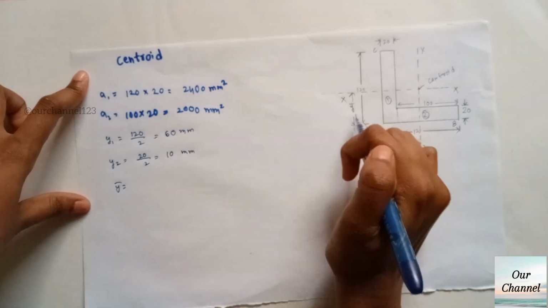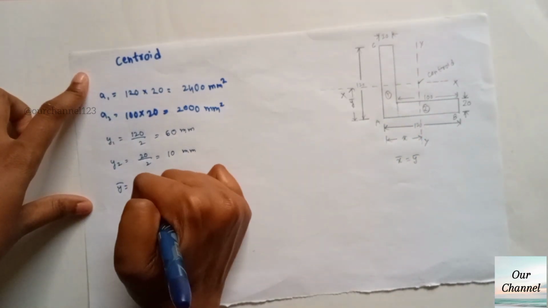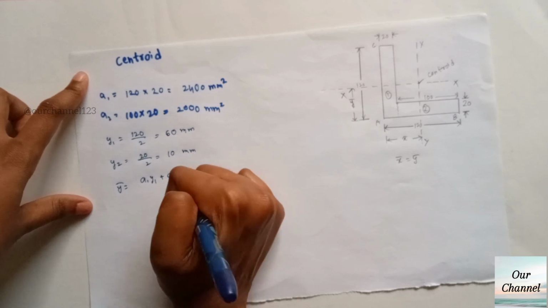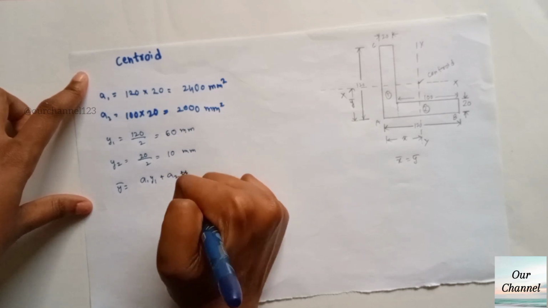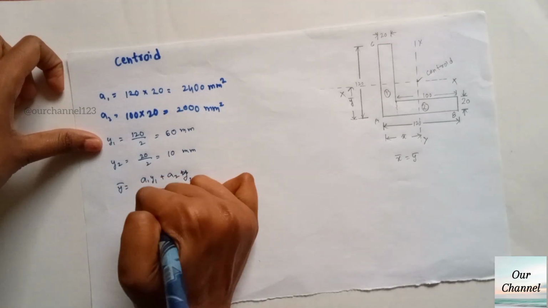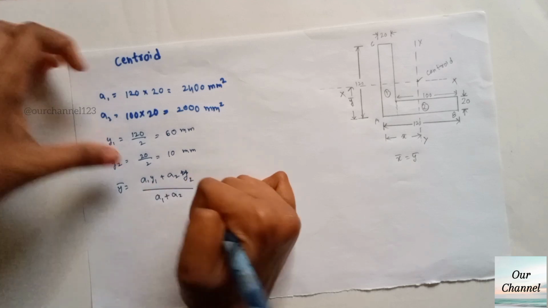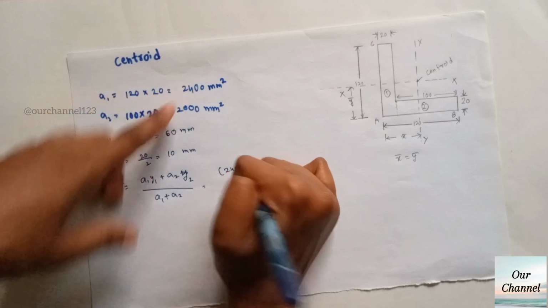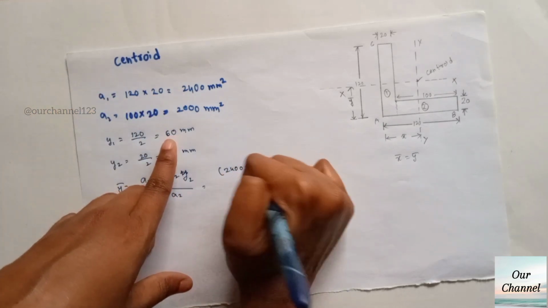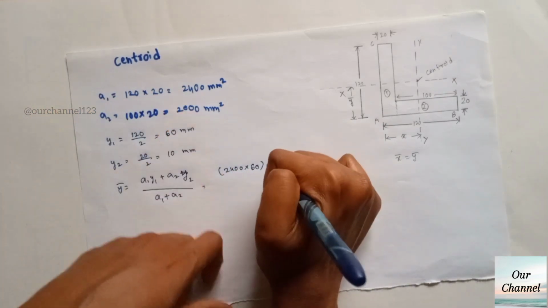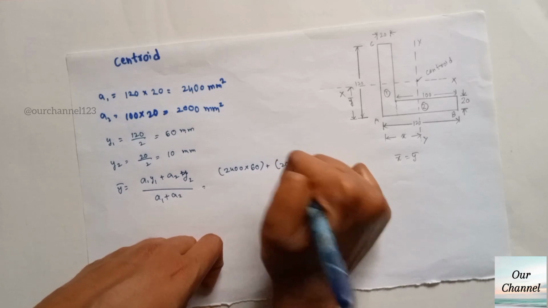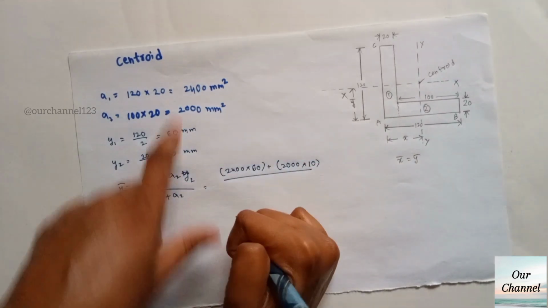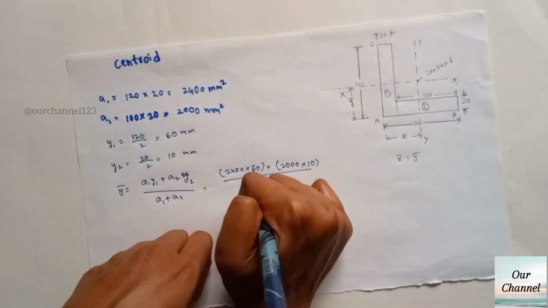Now y bar equal to A1 y1 plus A2 y2 by total area, A1 plus A2. A1 2400 into y1 60 plus A2 2000 into 10 y2, by area 2400 plus 2000.